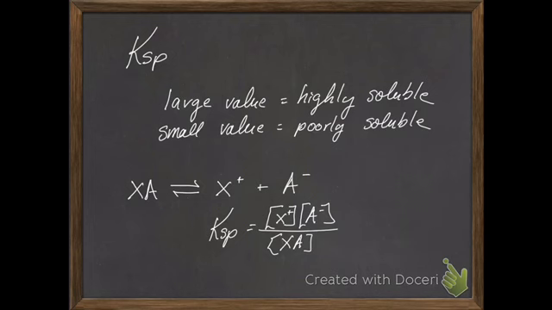So if you have some random compound, like XA, and it's trying to dissolve and make ions in solution because it's ionic, think about that equilibrium. You always put the products on the top and the reactants on the bottom. If we have a lot of products, the numerator is greater than the denominator, which means you have a lot of ions, so it's highly soluble. If you have a small value, the denominator is large, meaning the ionic compound did not really fully dissolve or ionize, so it's poorly soluble.